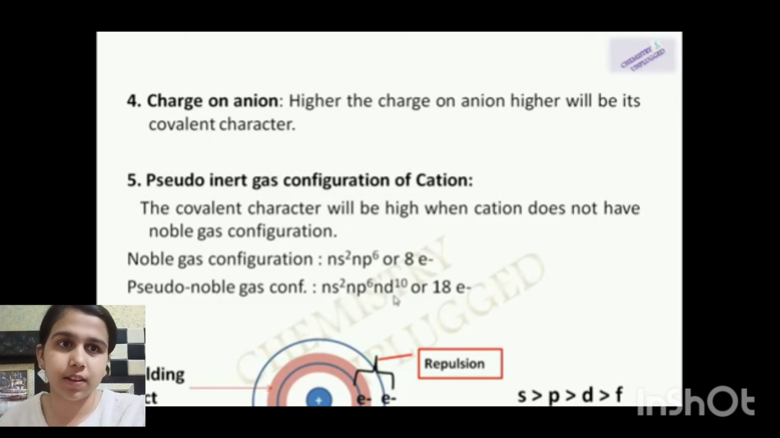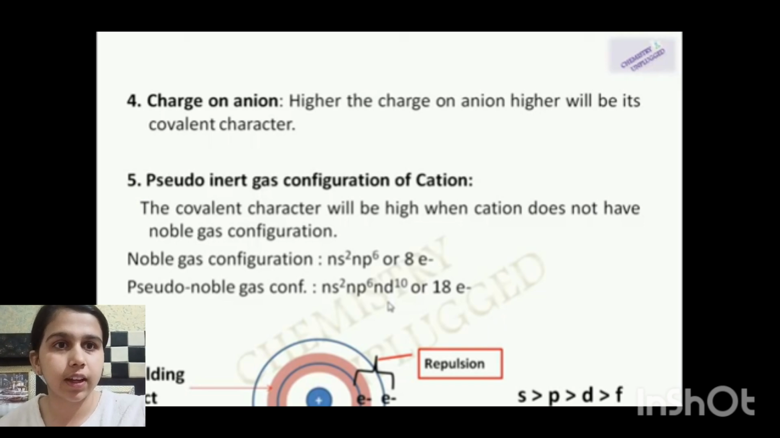While in case of pseudo-noble gas configuration, the electrons in the outermost shell are in the d orbital, and the shielding effect is very weak for d orbital electrons. So they will cause a smaller shielding effect. So the effective nuclear charge is high in comparison to the shielding caused by s and p electrons. When the effective nuclear charge of the cation is high, it will cause high polarization to the anion and there will be high covalent character.